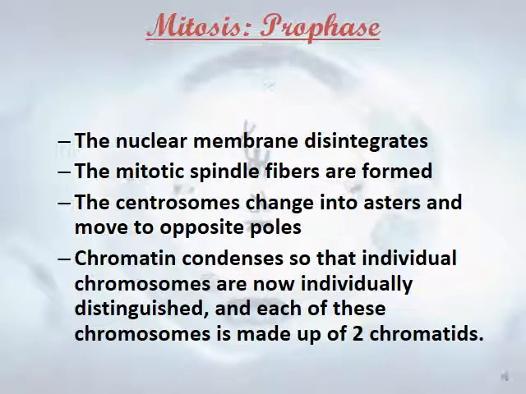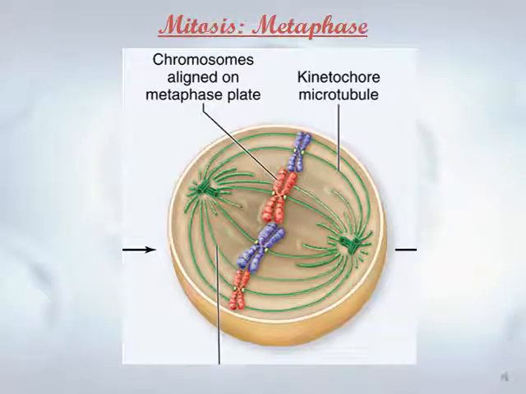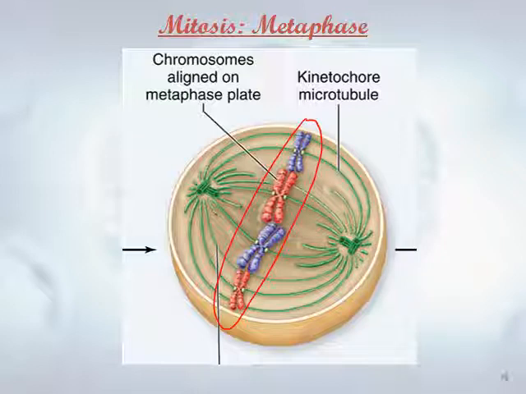These are the different phases or the different events during mitosis. The nuclear membrane disintegrates, mitotic spindle fibers are formed, the centrosomes change into asters and move to the opposite poles. Chromatin condenses so that individual chromosomes are now distinguished, and each chromosome is made up of 2 chromatids. Next, we have metaphase. As you see here, in metaphase the chromosomes align at the middle of the cell, forming what is known as the equatorial plate.